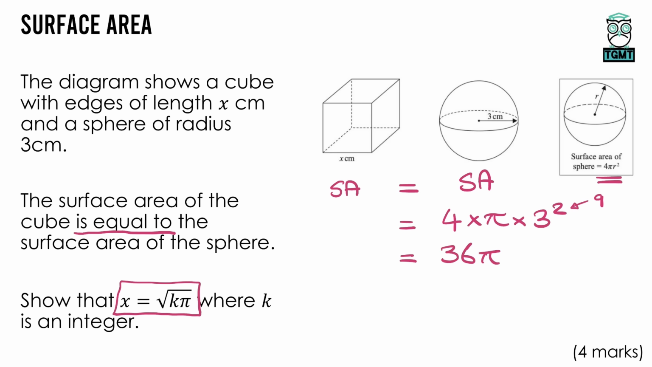And actually, the question does want a pi symbol in the answer. So actually, there's a big hint there that we don't even need to type this into a calculator. But 4 times 3 squared is 36. That's part of it done.